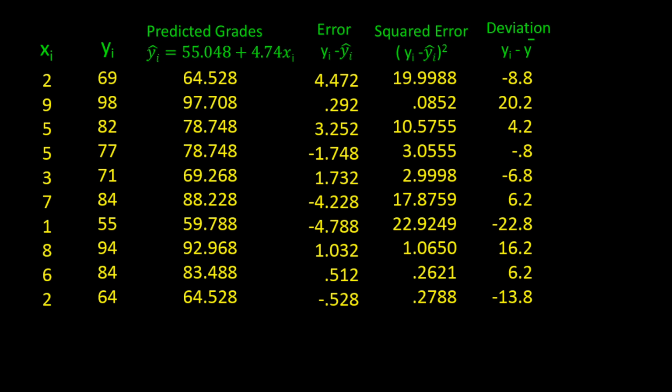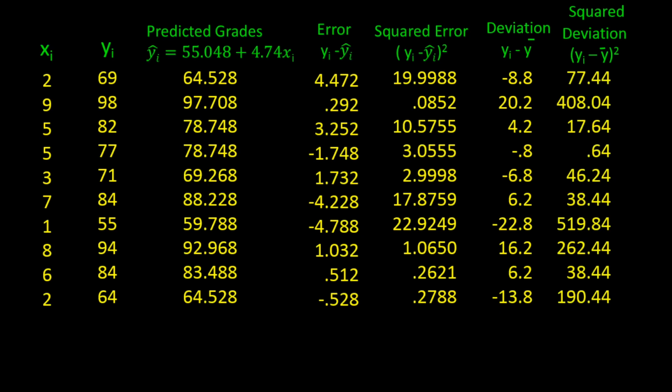And finally, the last column is the squared deviations. So it is the previous column squared. So negative 8.8 squared would be 77.44, and so on. Now to get SSE. In order to get SSE, we need to sum up the squared error column of these numbers, and we get 79.1215 for SSE. Next, we want to get SST.